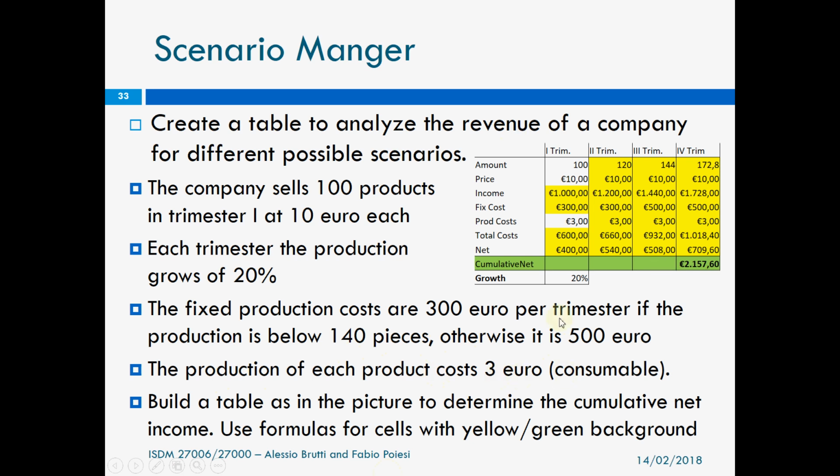So we have to create a table like this where all the cells in yellow are automatically computed, and then we want to evaluate the cumulative net income. What is in white are the parameters provided by the exercise, and everything else must be computed automatically. So again, I suggest you stop the video, try to create this table by yourself, and then we see the solution together.